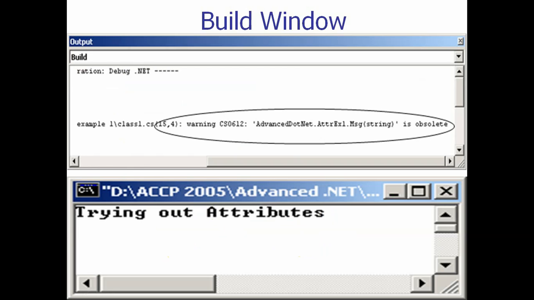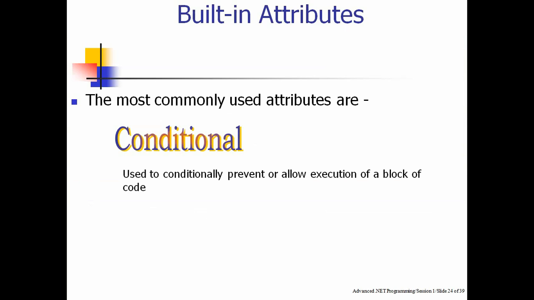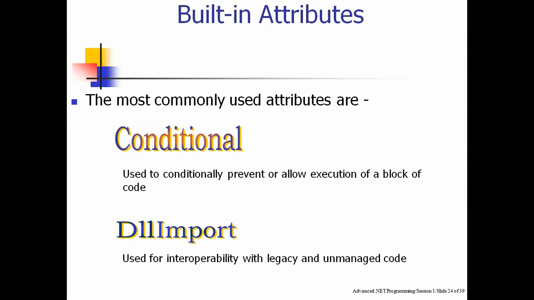It will alert the user that after some time the function will be outdated, and in place of this function another function will be used. This is basically used when we are changing the version of any software. Again, the main categories of attribute are the conditional attribute and DLL import, which I have already told you. Now I am coming to the conditional attribute, what its use is and why it is required.